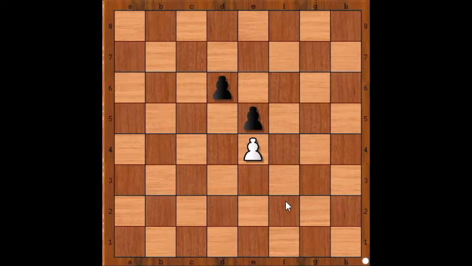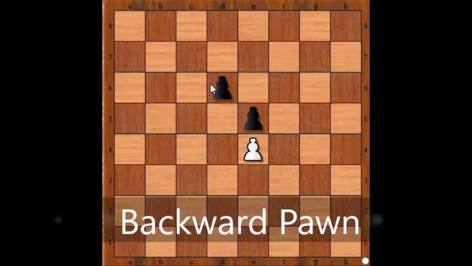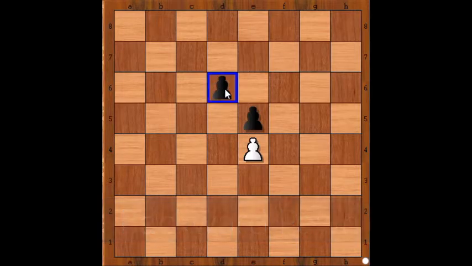Today I will be showing you weaknesses in the pawn structure. The position that we have is called a backward pawn. Black is having a backward pawn on d6.